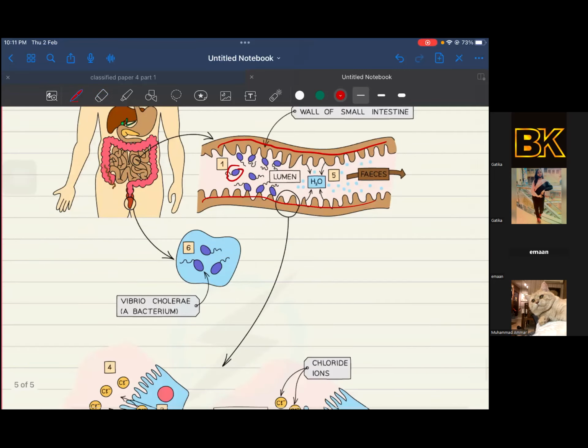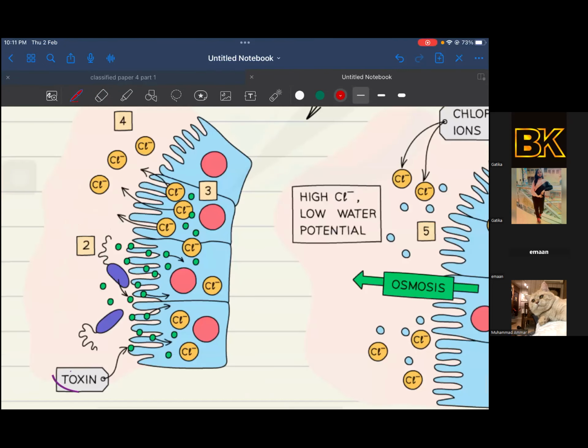The second step, here if you see, the purple one is a bacteria. It has attached itself to the wall. These blue ones are basically called microvilli, but you can consider them as part of the small intestine. Okay, so you see they have attached to the wall of the small intestine, then they produce a toxin. After they attach themselves, they produce a toxin. You see these green particles, these are basically toxin that is released by this particular pathogen or bacteria.